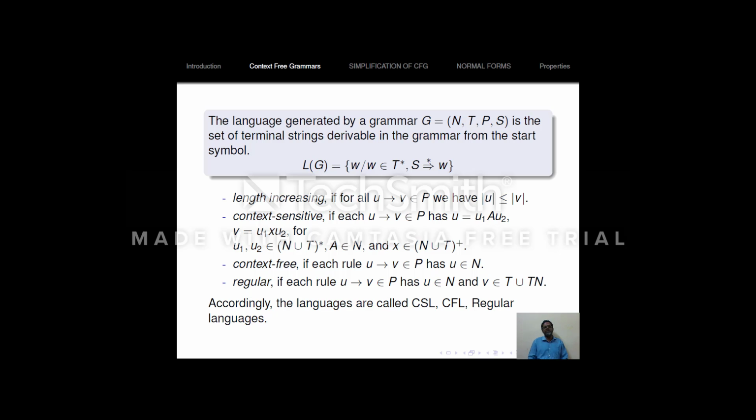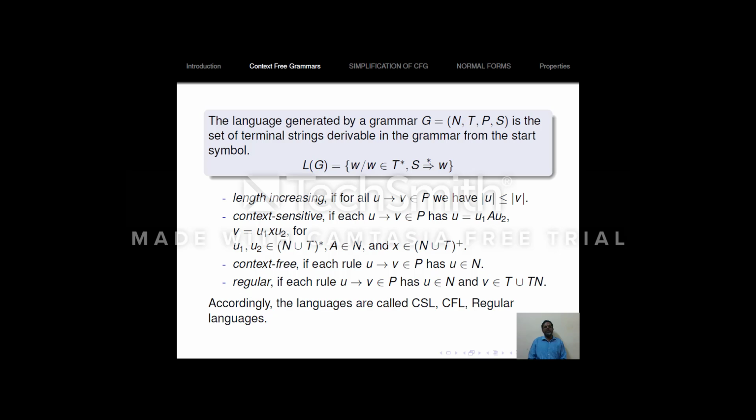So then coming to the discussion of context free, if each rule of the production is of the form U goes to V and that U is an element of N, that means the left hand side content U should be a single non-terminal. We don't worry about the content in the right hand side. This is called context-free grammar.